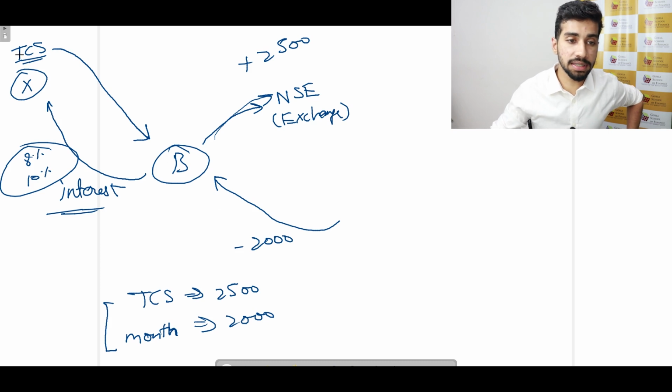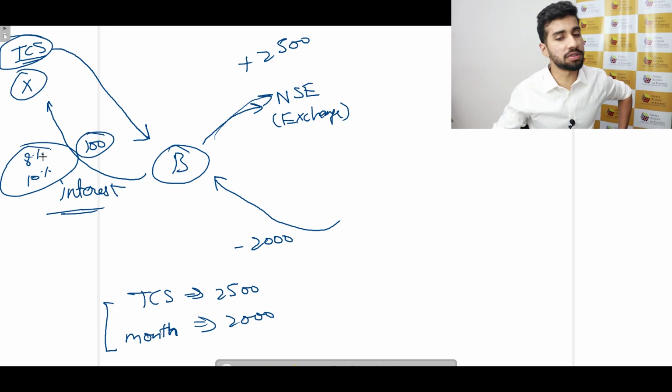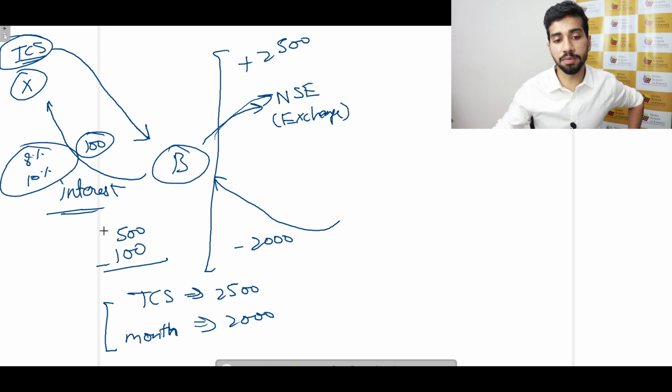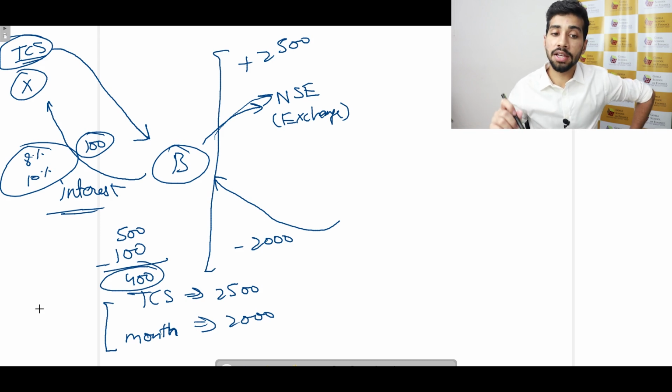And then he gives all the shares back to person X. And in return, let's assume he's paid 100 rupees of interest. I'm taking a very random figure, 100 rupees of interest. So net for person B, he got a 500 rupee profit in this trade and he gave 100 rupees as interest to person X. So the amount he's left with is 400 rupees, and this is person B's profit.